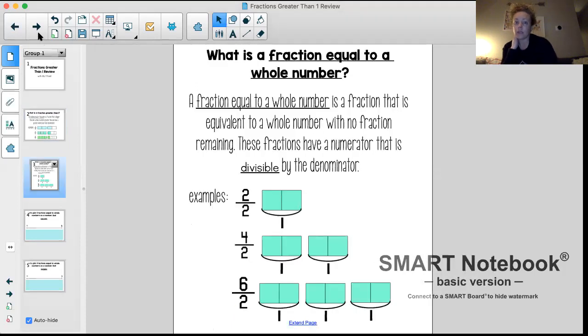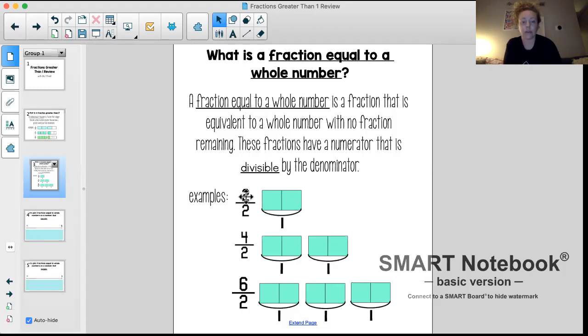The next thing we need to talk about is fractions that are equal to a whole number. What does that mean? A fraction equal to a whole number is a fraction that is equivalent to a whole number with no fraction remaining. These fractions have a numerator that is divisible by the denominator. And I made this word look a little different because this is really important. The way we can figure out if a numerator is divisible by a denominator is simply by dividing or multiplying.